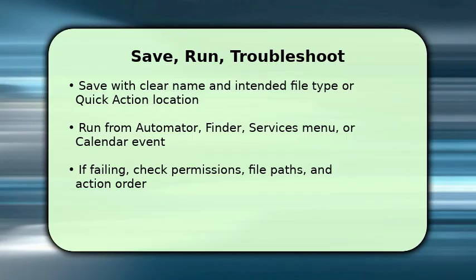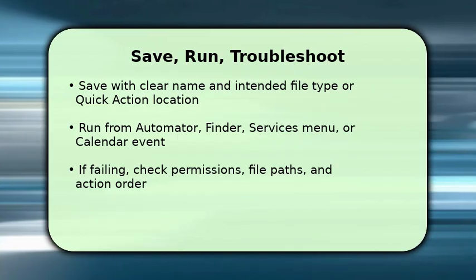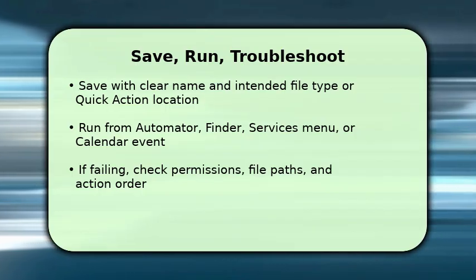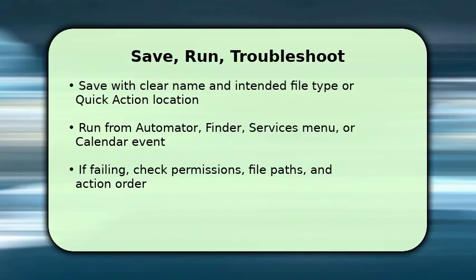If something fails, first check permissions and whether file paths changed. Then confirm action ordering and parameter types. If errors persist, isolate the failing action by disabling following steps and retest. One troubleshooting tip: grant full disk access to Automator in System Preferences if files don't appear accessible.